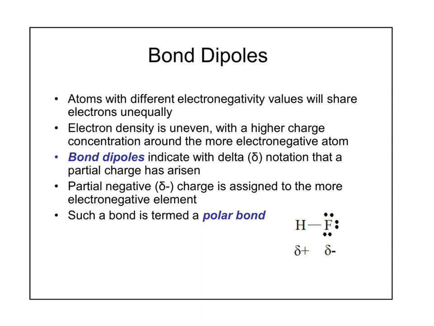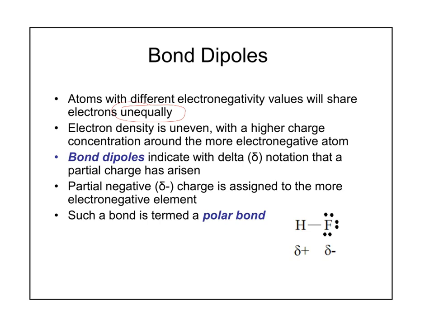Now, polar bonds lead into the topic of bond dipoles. Atoms with different electronegative values are still sharing the electrons in the bond, those are polar covalent bonds, but they're not sharing the electrons equally. They share them unequally, so the electron density will be uneven because one species is pulling the electrons closer to itself. In other words, you're going to have a higher charge concentration around the more electronegative atom. This results in what we call a bond dipole.